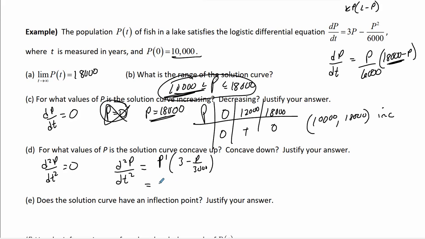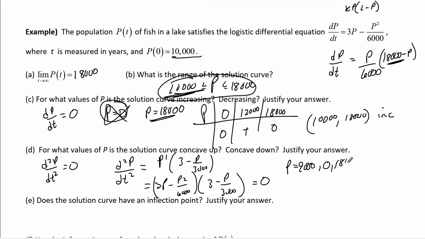So P prime, we know, is P over 6,000. Let's just put in the original: 3P minus P squared over 6,000 times 3 minus P over 3,000. Set that equal to 0. You are going to get P is equal to 9,000, 0, and 18,000, just like in the last problem, because it's the same function. Okay, so now what?